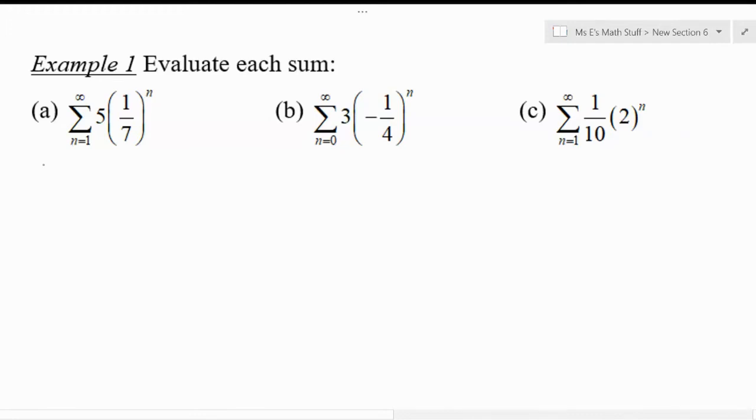All right, my friends, feel free, and it's totally up to you, but you could always start by, if in doubt, expand it out type steps. So for this one, you'd have 5/7 plus 5/7 squared plus 5/7 cubed, and so on.